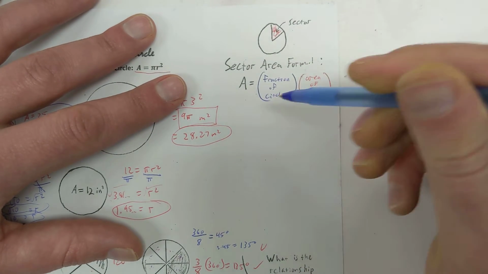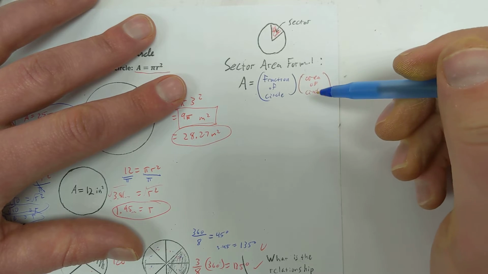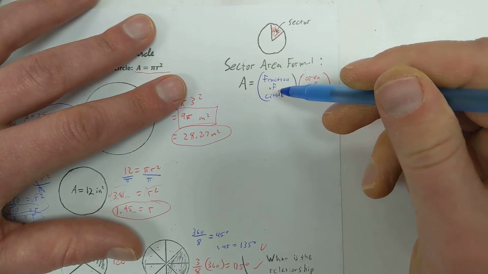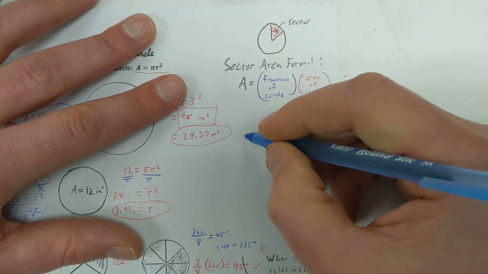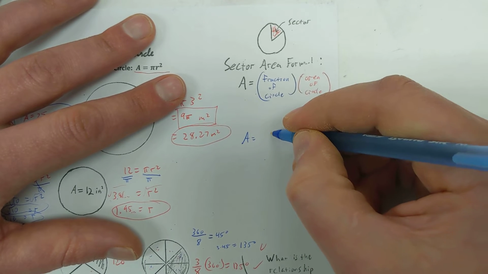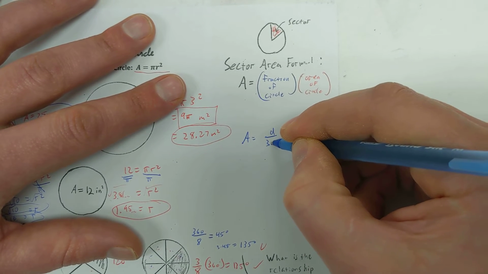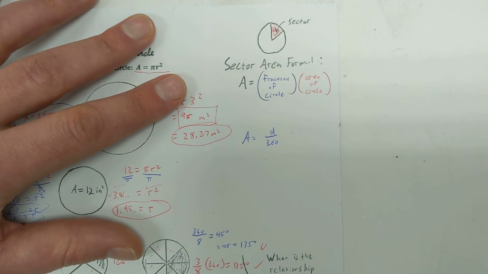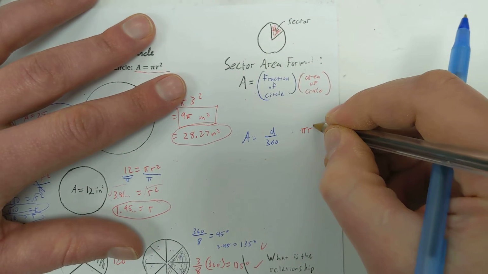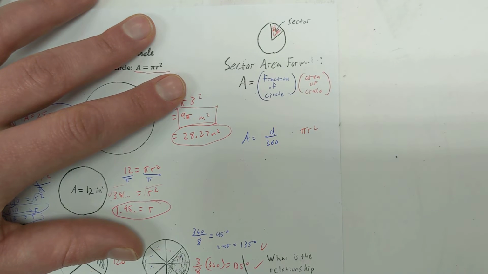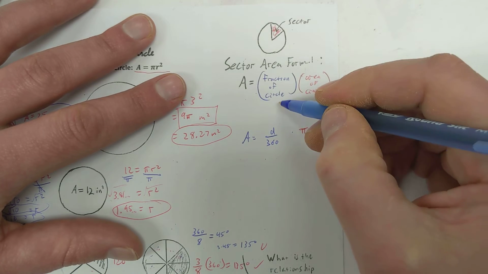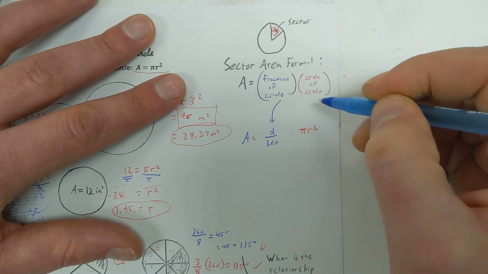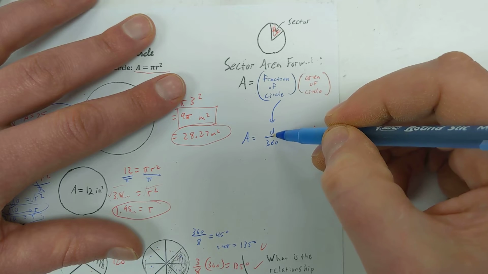Now, some people are like, well, that's not a very good equation, Mr. Kuhn. Well, I think it's better than this one. Some people are like, oh, so it's always degrees over 360 times pi r squared. Yes, you're correct. But the big thing is, this tells me where everything comes from. The fraction of the circle is just the degrees over 360.